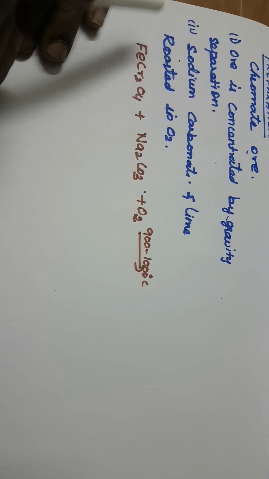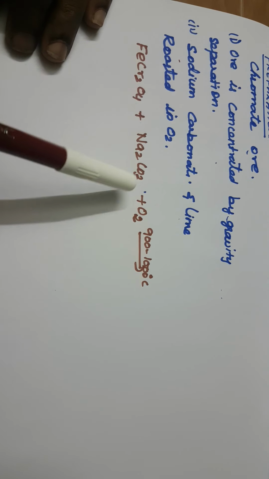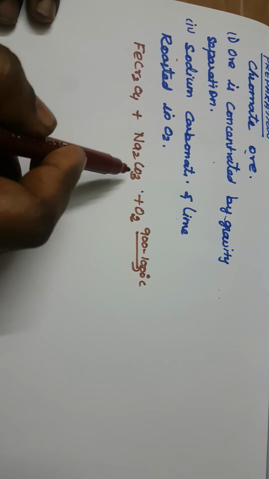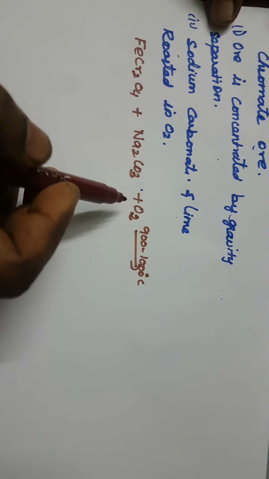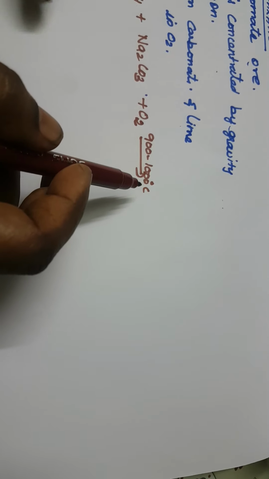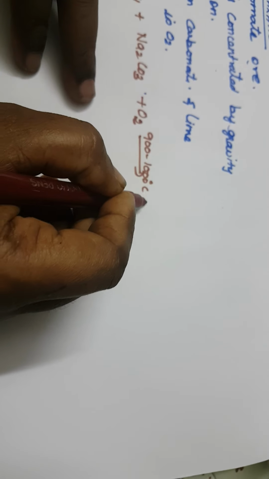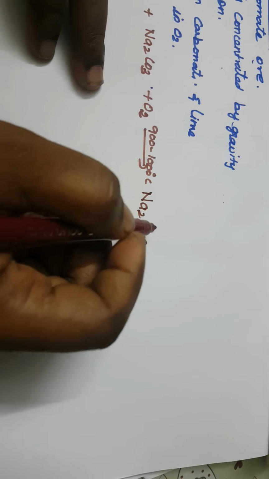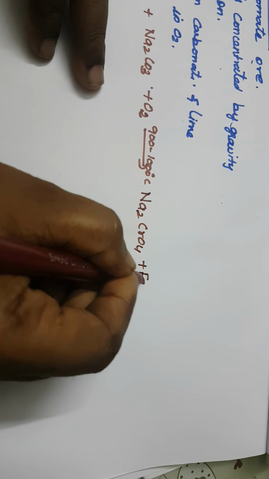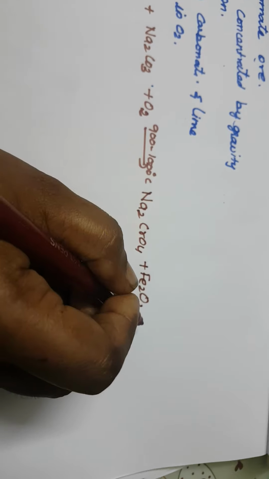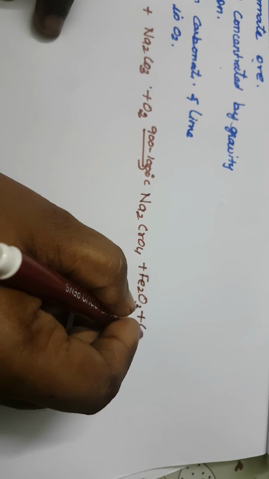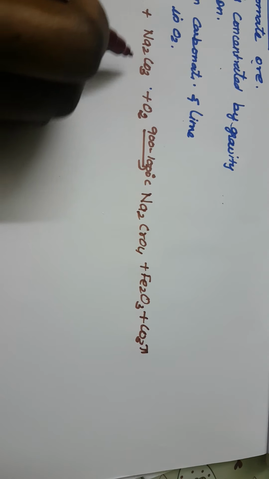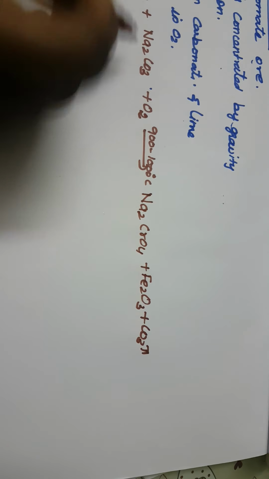So in the presence of oxygen, what is the equation? It is the chromate ore. Sodium carbonate reacts with oxygen, heated at 900 to 1000 degrees Celsius. It is converted into sodium chromate, Na2CrO4, then ferric oxide, Fe2O3, and carbon dioxide gas is liberated. So according to this, how to balance the ferric oxide, Fe2O3.